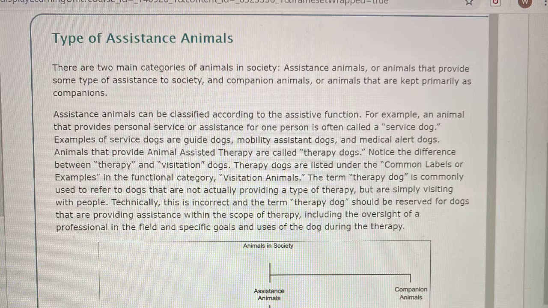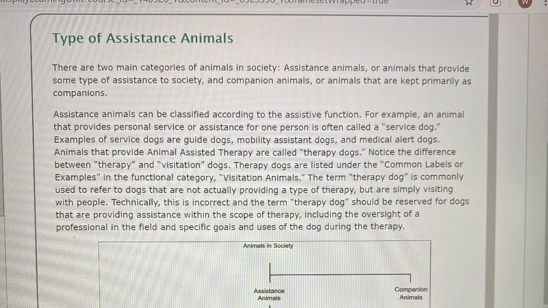Animals that provide animal-assisted therapy are called therapy dogs. Notice the difference between therapy and visitation dogs. Therapy dogs are listed under the common labels or examples in the functional category visitation animals. The term therapy dog is commonly used to refer to dogs that are not actually providing a type of therapy but are simply visiting with people.